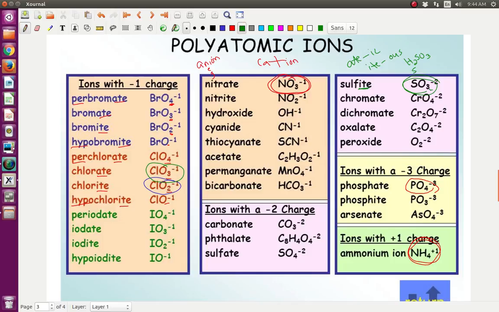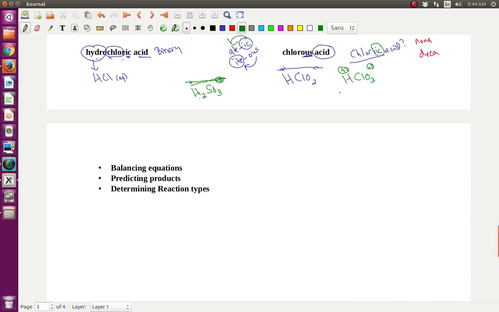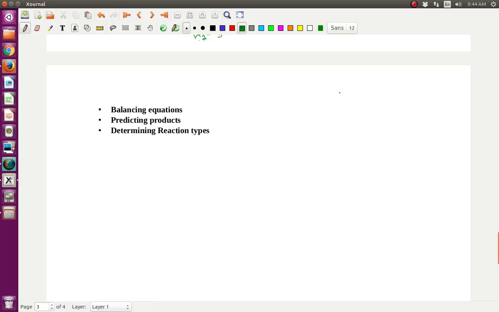Because it's sulfuric acid and sulfurous. This is sulfurous. It has sulfur. So sulfurous acid. So ite became us. The ite ending became the us acid. Sulfurous acid. All right, balancing equations and predicting products is going to be the last thing that we cover on this.